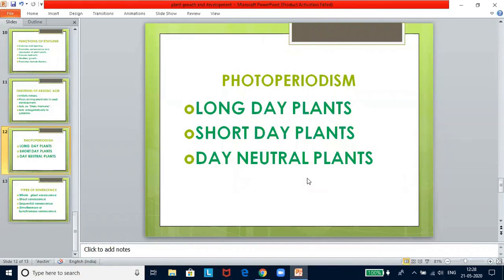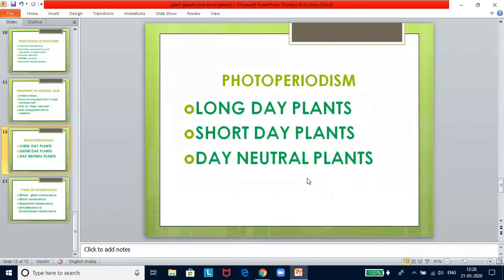Neutral or intermediate day plants flower after a period of vegetative growth, regardless of the photoperiod. Tobacco, cucumber, sunflower, tomato are some examples of the neutral or intermediate day plants. So this is very important. You have to have a list of examples, whatever examples are given, for you to remember and identify the plants from the choices given in the examination.